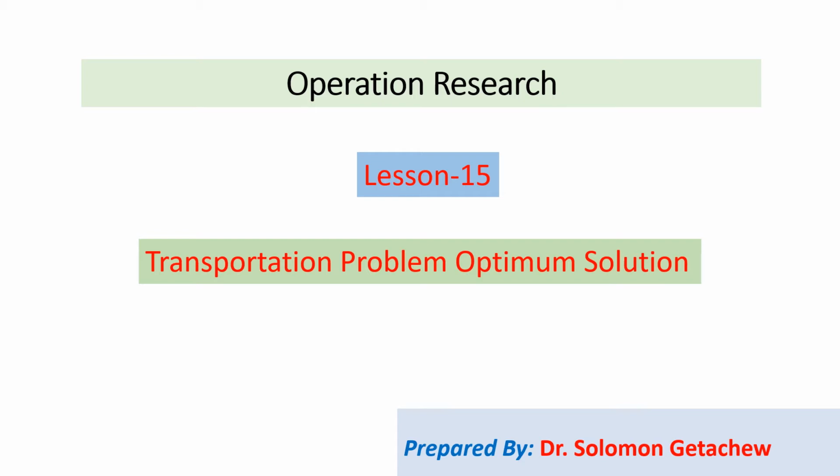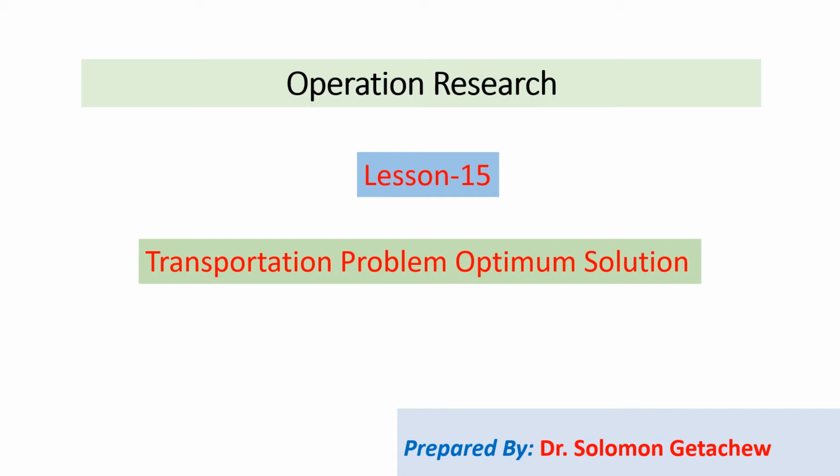In the previous lessons, particularly in lesson 13, we discussed the initial feasible solutions of the transportation problem, and we solved it using three techniques: the northwest corner, the minimum cell cost method, and Vogel's approximation method. We used those three methods to find the initial feasible solution. And in lesson 14, we also found the solutions of the unbalanced transportation problem by adding a dummy variable.